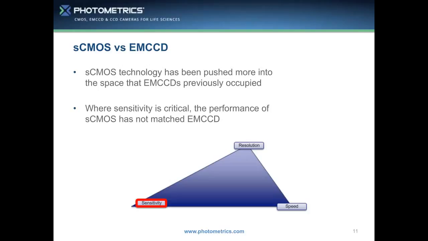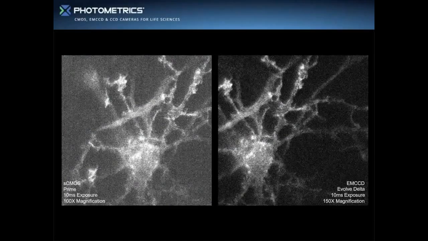The first challenge in microscopy is, can I see it? And then the second consideration is, how well can I see it? And sCMOS cameras, while close to EM cameras, didn't always do as well. If you look at a comparison here, we have the sCMOS camera, the Photometrics Prime, at 100x magnification, definitely oversampling spatially here, compared to the EMCCD at 150x magnification.